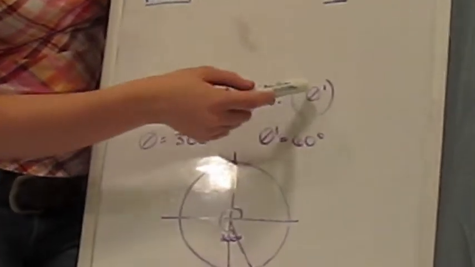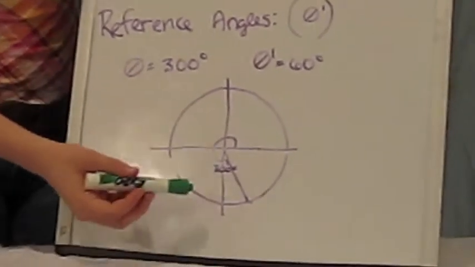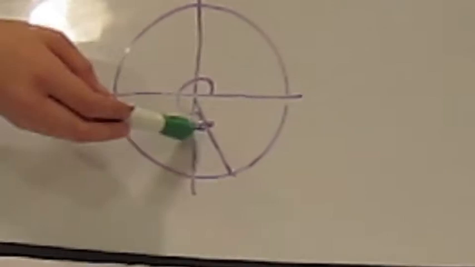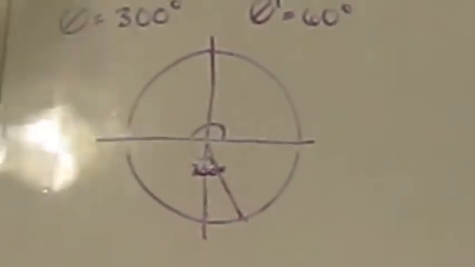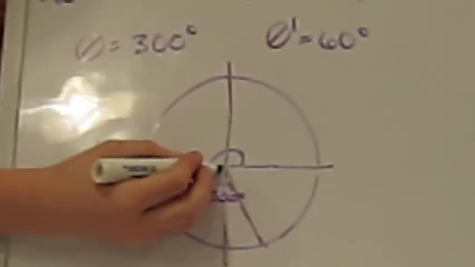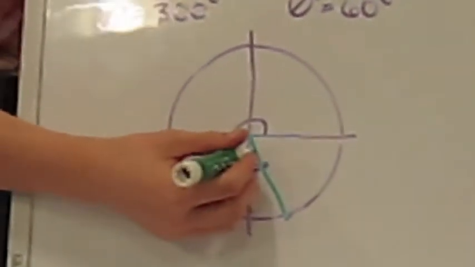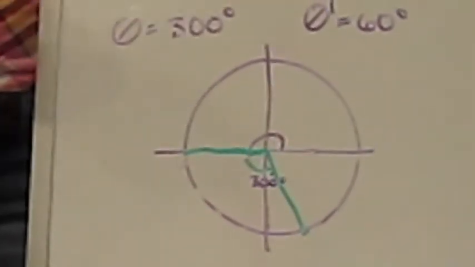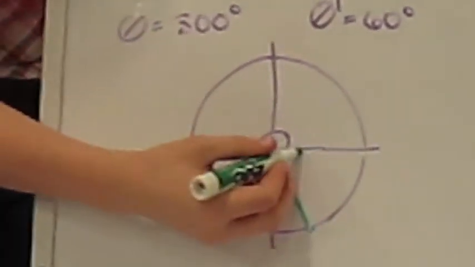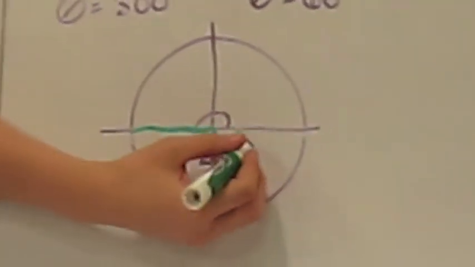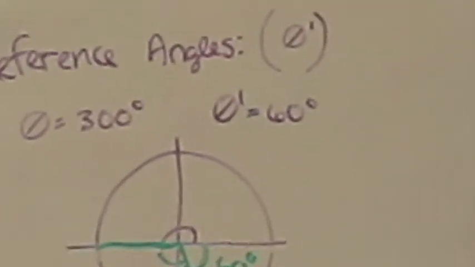Reference angles, or theta prime, are basically supplementary angles. So if we have 300 degrees, we know that from here all the way to here, because it's our unit circle, that's 300 degrees. Now, if you take from the closest horizontal axis to here, that's part of your supplementary angle. Then to find your other part, you look there. So that would be 60 degrees. So theta prime is 60 degrees.